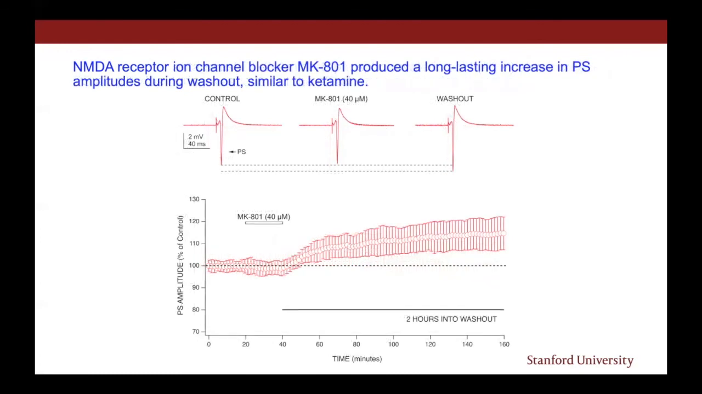We also tested the NMDA receptor ion channel blocker MK801 to see if it can replicate the effects of ketamine. As you can see from this slide, MK801 was actually able to replicate the acute and long-term effects of ketamine by producing a small depression in population spike amplitudes during drug application, as well as a sustained increase in population spike amplitudes during washout for 2 hours into washout.